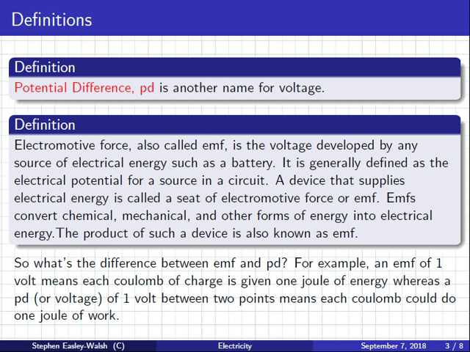Now what do you need for the exam? 2 things. You need at least the second sentence. It's generally defined as the electrical potential for a source in a circuit. But you also need to say it is measured in volts. Okay, so the second sentence is enough. It is generally defined as the electrical potential for a source in a circuit. It is measured in volts.